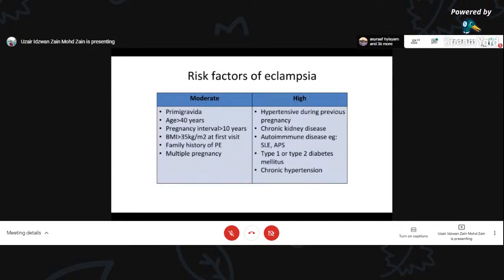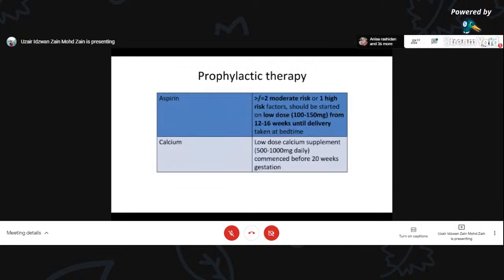So for moderate risk, those who are primigravida, age more than 40, pregnancy interval more than 10 years, obese patient, family history of preeclampsia or multiple pregnancy. So if there is more than one moderate risk factor, you should consider giving the patient preeclampsia prophylaxis. Any high risk patient should be given the preeclampsia prophylaxis. So this is the prophylactic therapy.